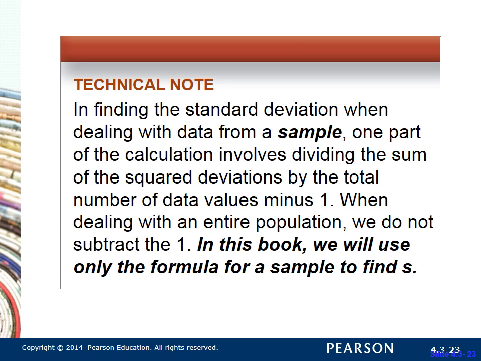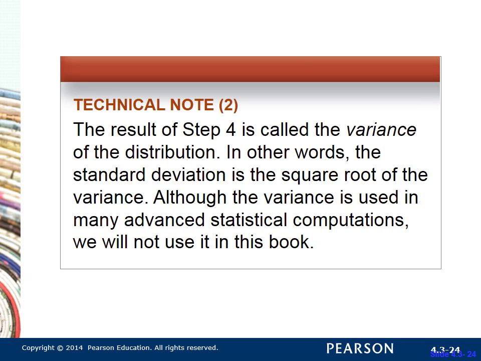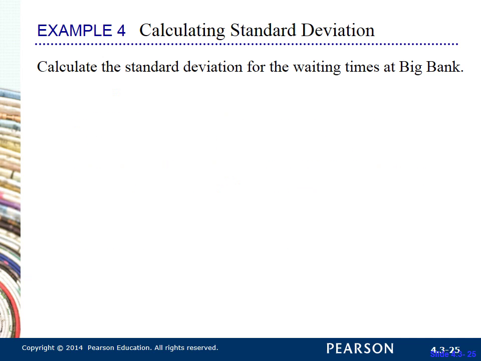But for the purposes of this book, we are going to use only the formula for the sample to find S. And I'll talk in a minute. S is your variable for the sample standard deviation. That's what we're going to be finding in this book. Now, if I take the result of the standard deviation and square it, that thing is called the variance. It's used in advanced stuff, but again, we're not going to use it in this book. But sometimes people like that.